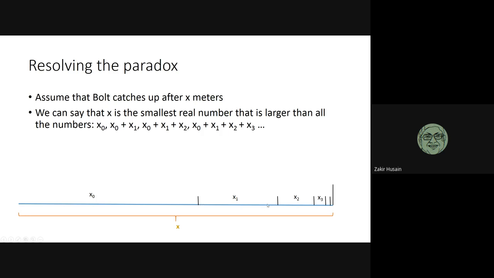Then in the next round, by the time Bolt reaches here, the tortoise has gone up to this much, x1. So now what is the total distance that Bolt has to travel from the start? x0 plus x1, right? But by then the tortoise has gone up to x2. So how much does Bolt have to travel? x0 plus x1 plus x2. So it goes on like this, x0 plus x1 plus x2 plus x3.